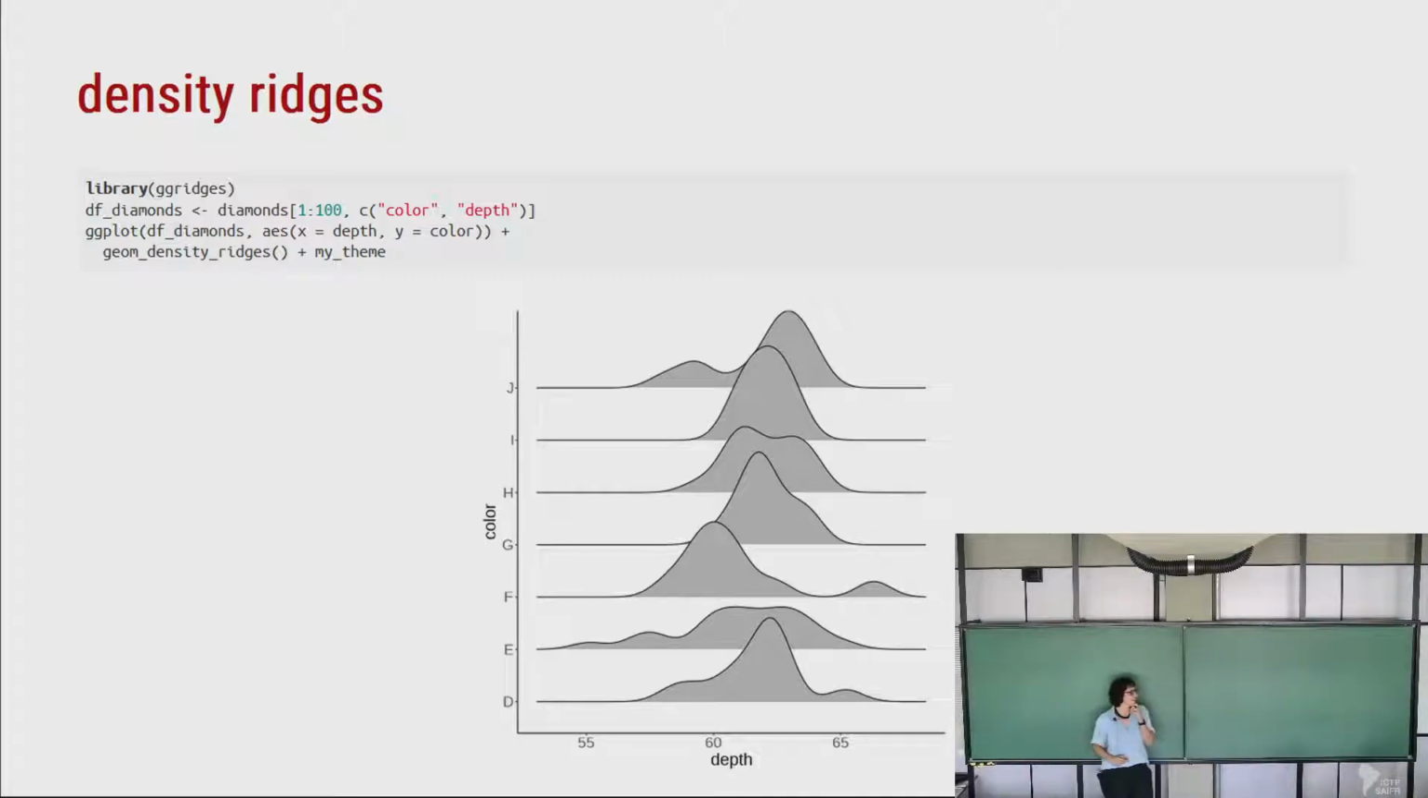But for this, we need this package, ggridges. Here I'm using a data set of diamonds. It has a lot of information about the diamonds. There are different categories of the quality of it and the depth and other measures of the diamonds. Here, I'm plotting the depth. So this is a histogram.